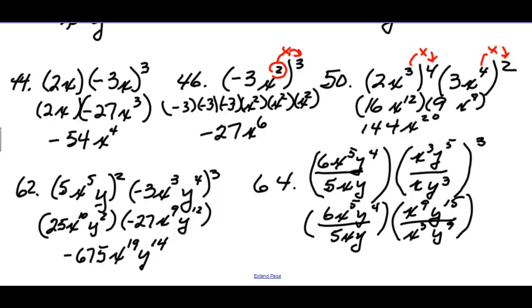Now if we simplify each of those terms, what we'll get in the first one is 6, and what we have is x to the 5th divided by x, so that's x to the 4th. And then y to the 4th divided by y gives us y cubed. In the second one, we have x to the 9th divided by x cubed, so subtracting that gives x to the 6th. And then y to the 15th divided by y to the 9th gives us y to the 6th.